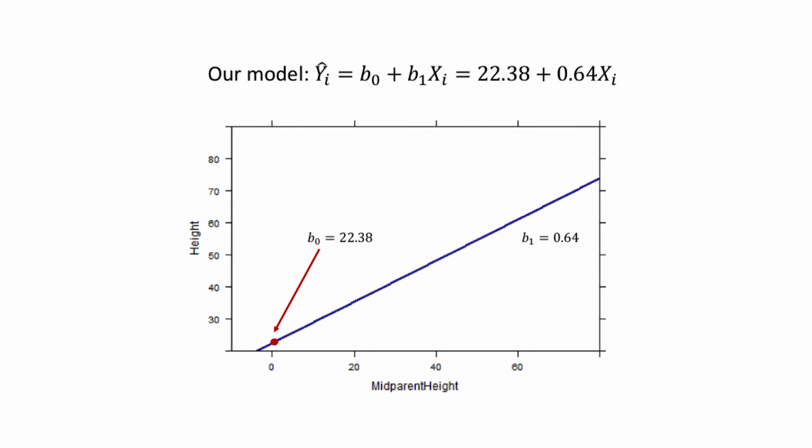So when x is 0, when the mid-parent height is 0, the expected outcome, the expected height of children, is about 22.38 inches, which is a nonsensical value because it's so far below the range of the data. But it locates the line through this scatter plot. And then we get this rise over the run. So for every 1 inch increase in mid-parent height, we have this increase in the height of children of 0.64 inches.